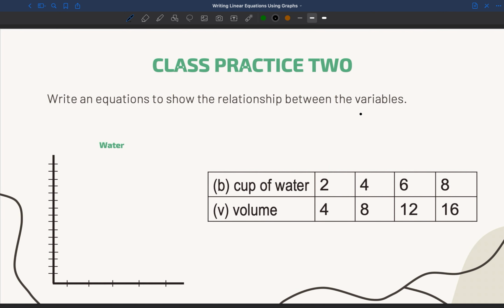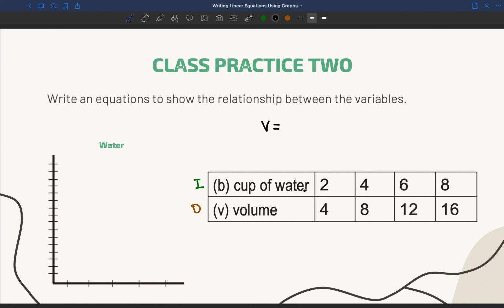All right, moving on to class practice number 2, it says to write an equation to show the relationship between the variables. So instead of filling in the chart, we're now going to pull out of the chart and create a linear equation. So looking at this, we know that the top one is going to be our independent variable. And the bottom one's going to be our dependent variable. And whenever we write our linear equation, our dependent variable always goes first when writing our equation. So it would be v equals. And then now we need to figure out what the other half of our equation would be.